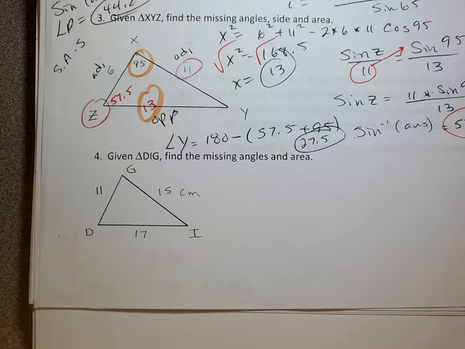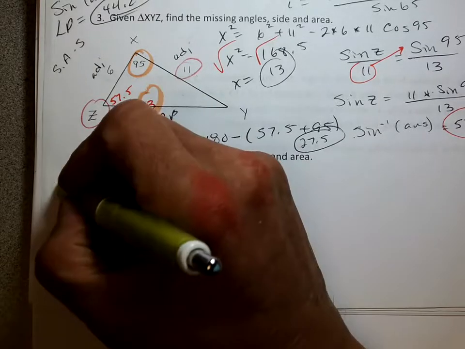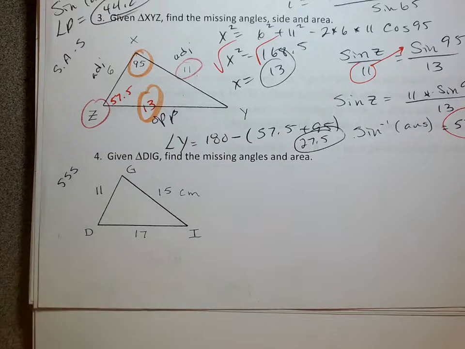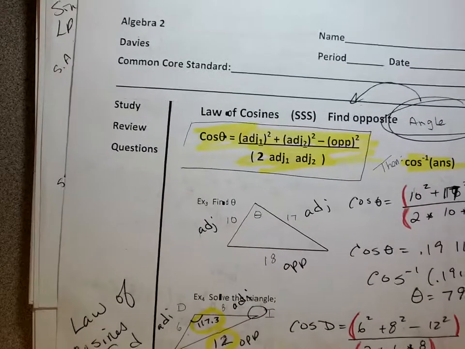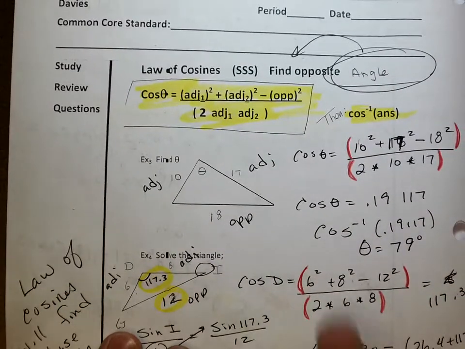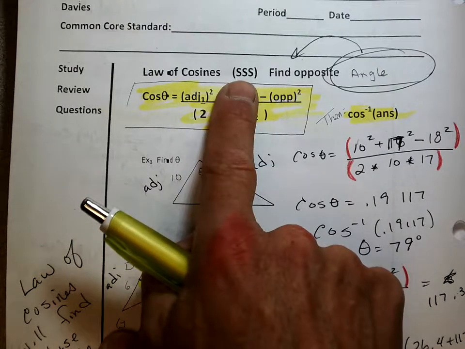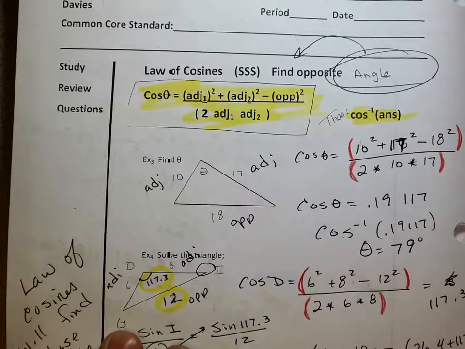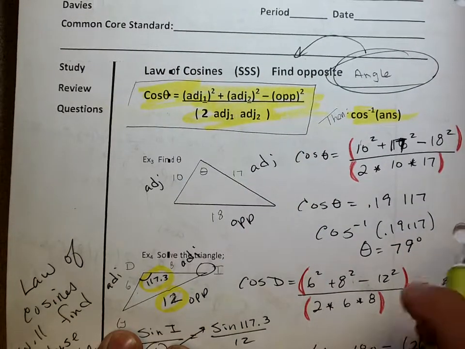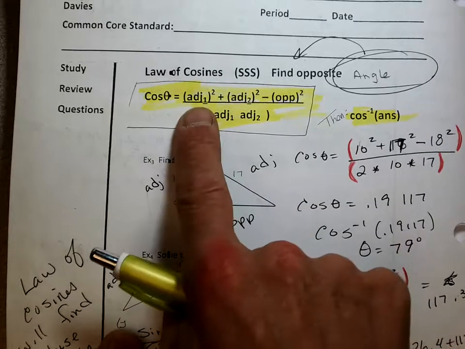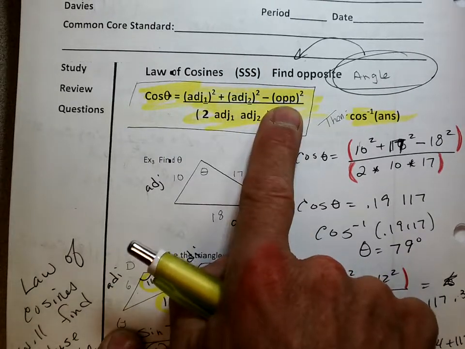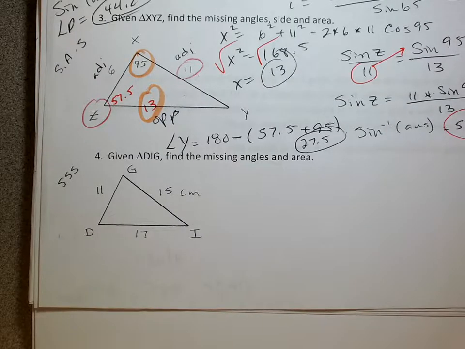Okay, now, what we have in 4 is side, side, side. So I go to my notes, right? Okay. And this is for you, girl. This is for you. Side, side, side. What do we use? Law of cosines, right? See how that works? And you can borrow my notes if you want to, okay? So I'm going to go adjacent squared plus adjacent squared minus opposite squared over 2 times adjacent times adjacent, okay? So we're going to put that down, so I'm going to go ahead and set it up.